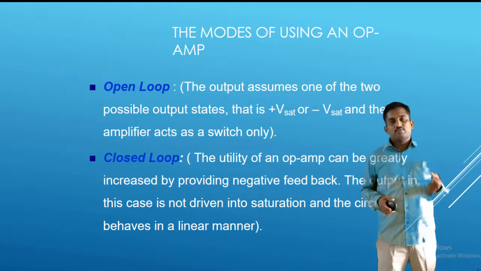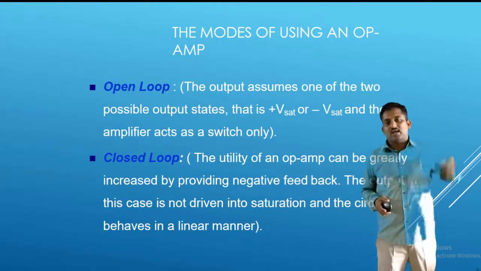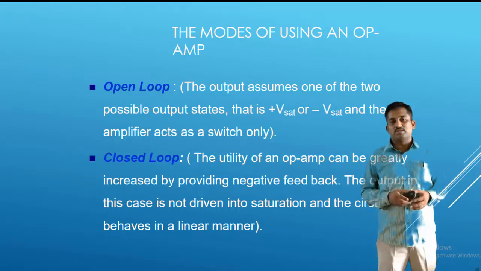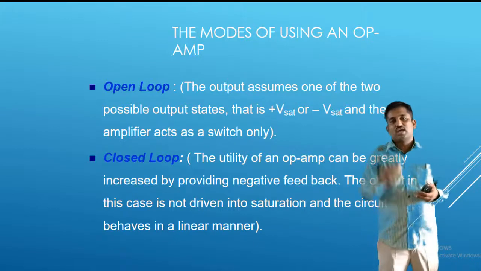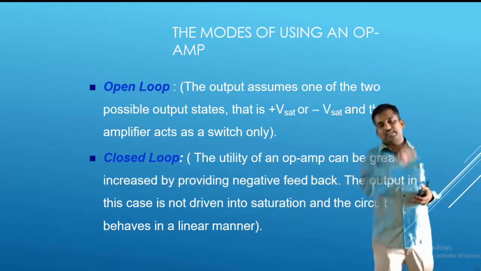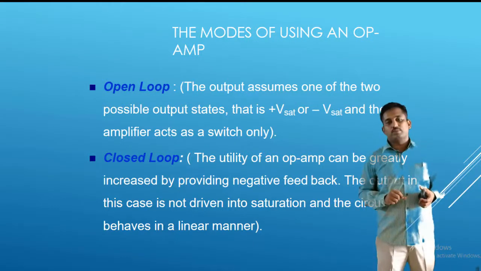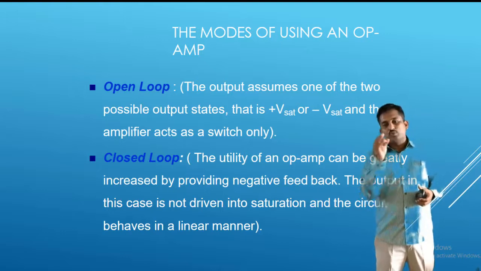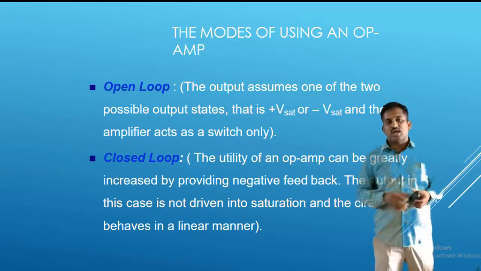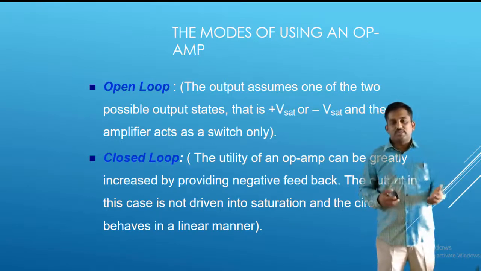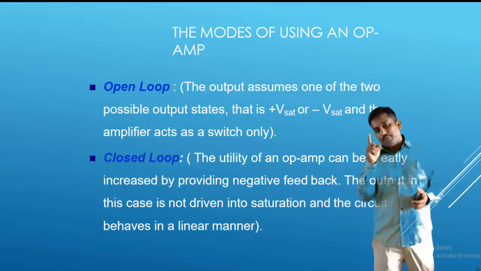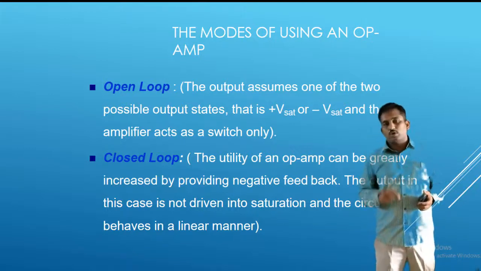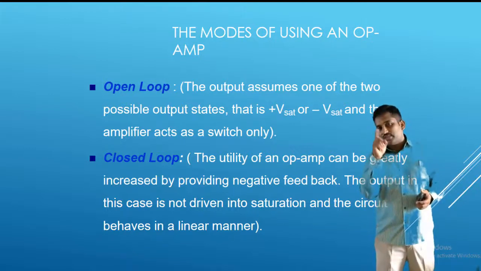If the feedback is applied at the inverting terminal, that means the output voltage is 180 degrees phase shifted with the input signal, then we treat it as negative feedback. And if the output voltage is in phase with the input signal, then we treat it as positive feedback. And listen carefully whether the op-amp is operated in the open loop or the closed loop.